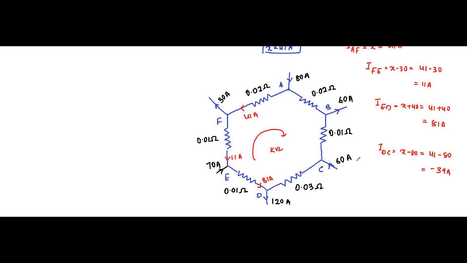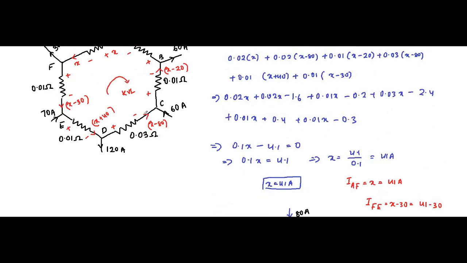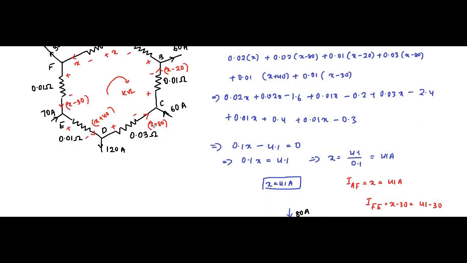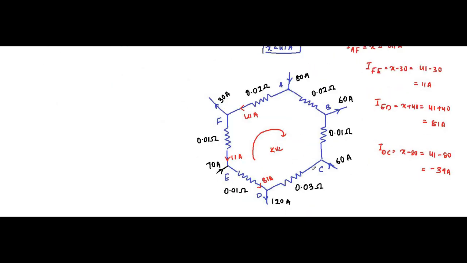What minus 39 means is that the direction which we assumed was wrong. We can assume the current direction in any direction, but here our assumption was wrong, and it is actually in the opposite direction. Current is flowing in this direction, which is 39 ampere. Magnitude is right, but direction is opposite. See here, 81 plus 39 gets 120. So it is actually ICD, the current direction is from C to D, not D to C, equal to 39 ampere. This is important.